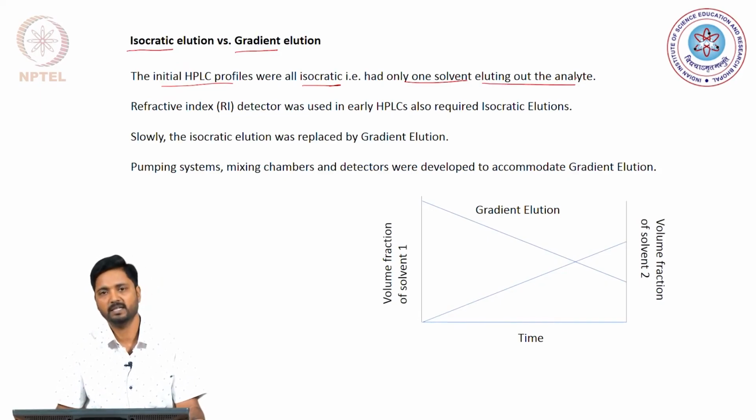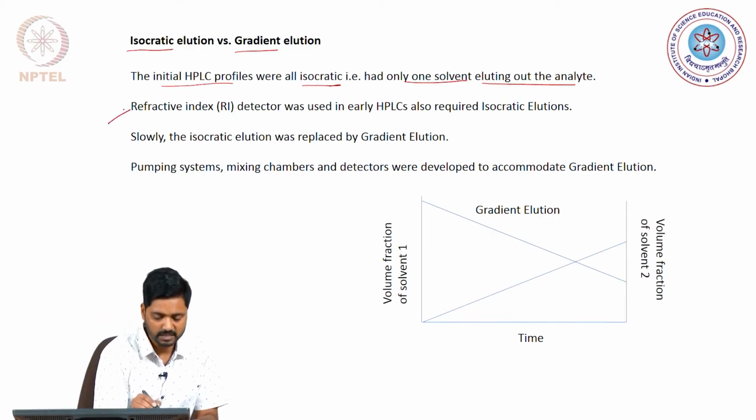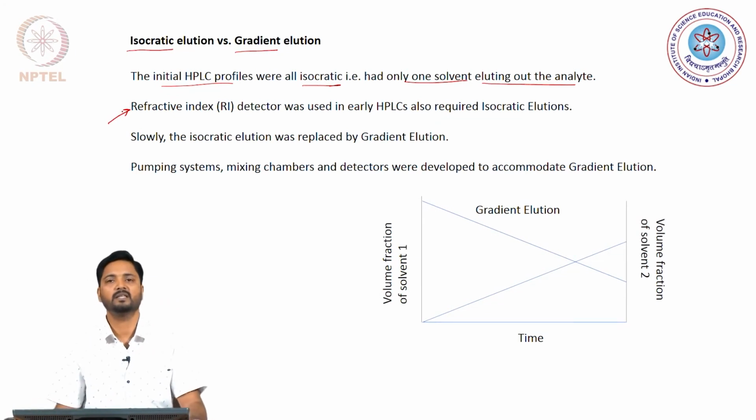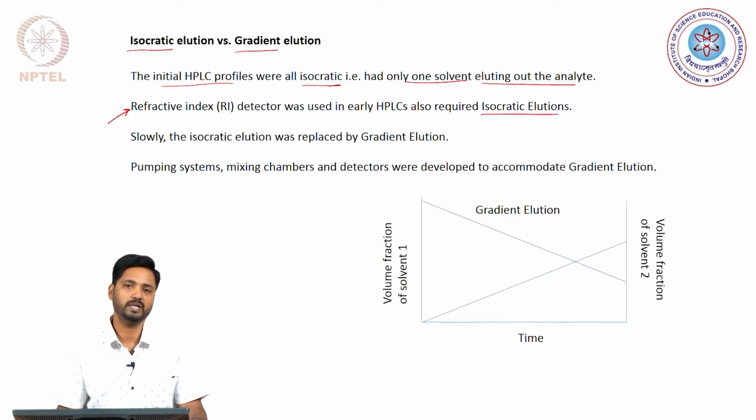Obviously, this had its limitations, but the previous detectors were also limited in terms of handling only isocratic elution. For example, the refractive index detector that was used in the early HPLCs could respond only to isocratic elutions, and if solvents were mixed, that would result in the generation of spurious changes in the refractive index, so it could not be used.